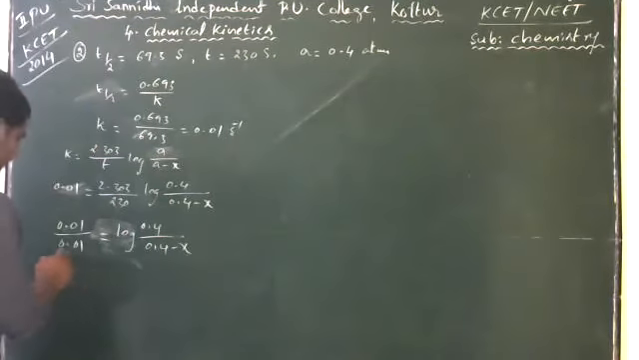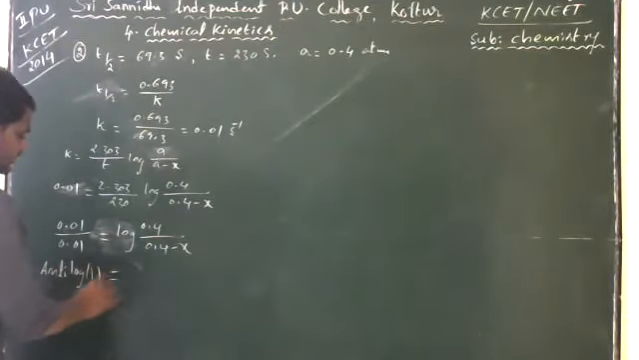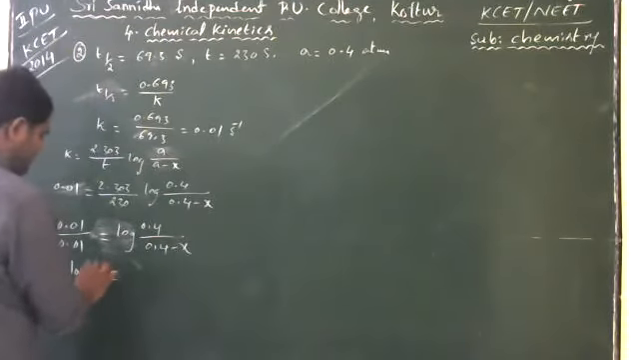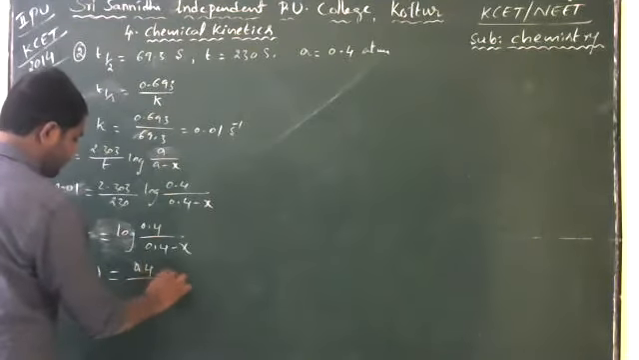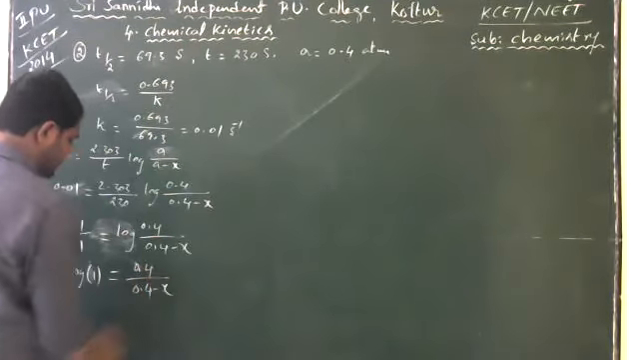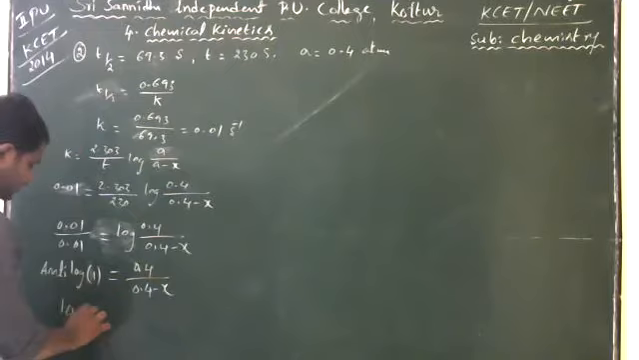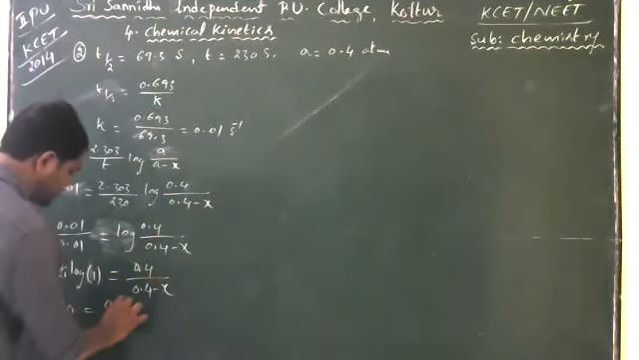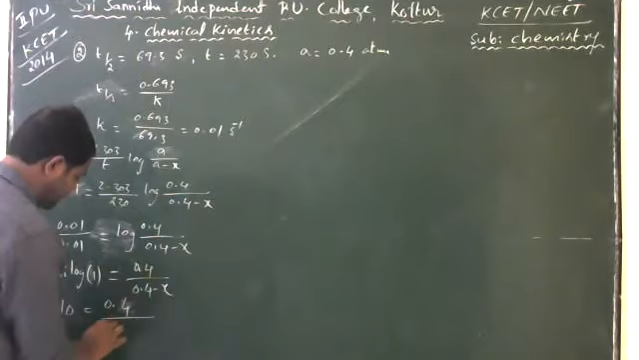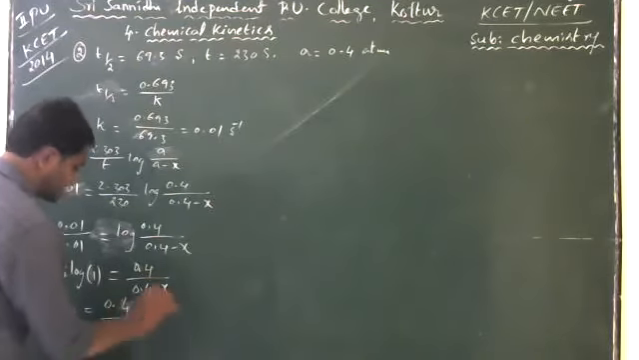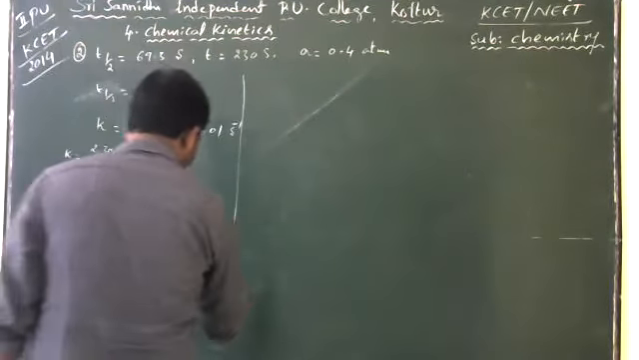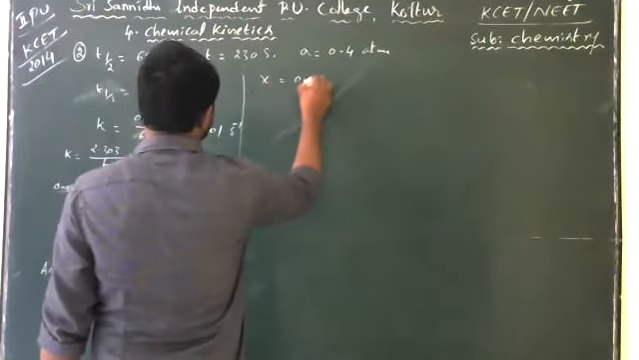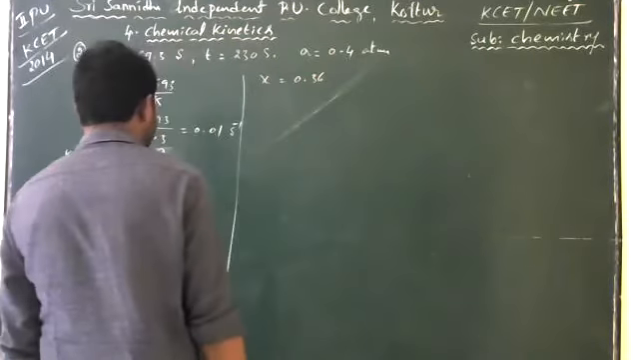Then this is equal to 1, and taking the anti-log of 1, we get 0.4 divided by 0.4 minus X is equal to 10. On the basis of this, you will get X is equal to 0.36 here.